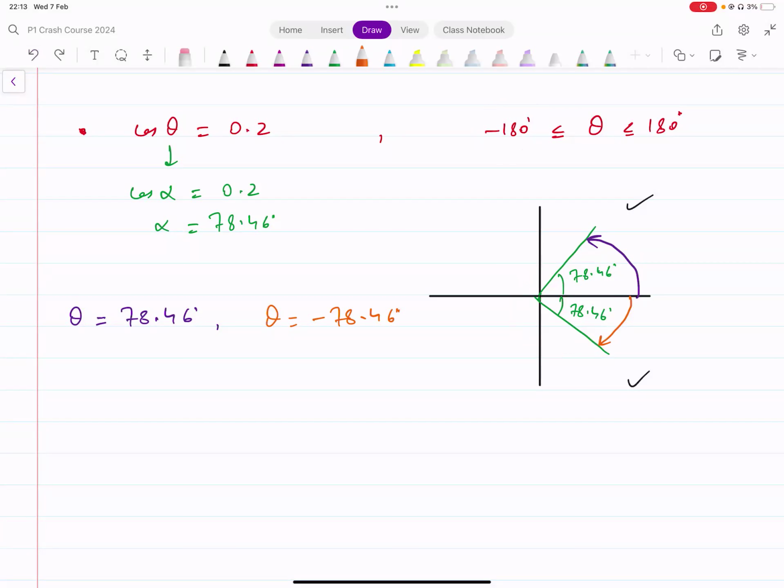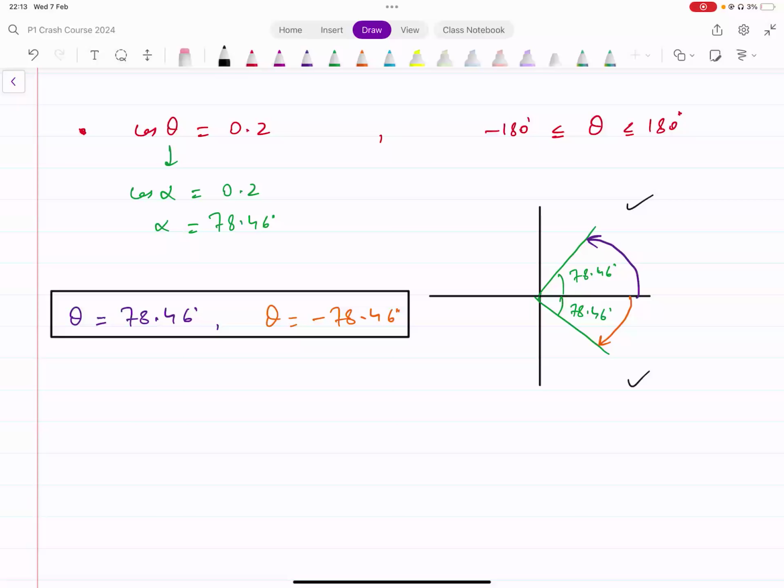These are two answers that we get: 78.46 and minus 78.46. This is the solution of this equation. Make sense? That's how we solve trigonometric equations. Now I'm going to write down some examples here.